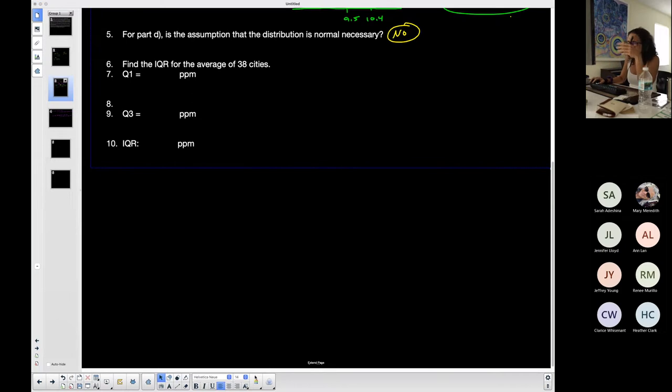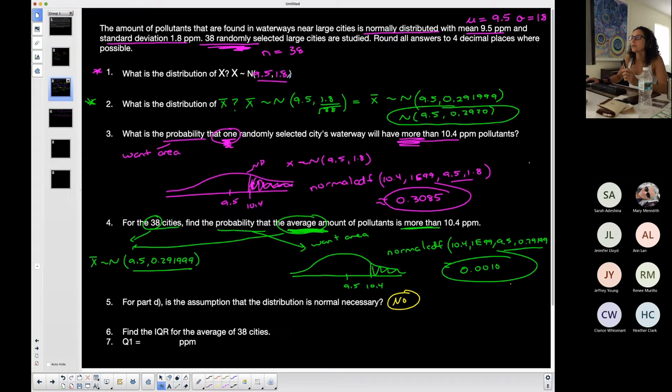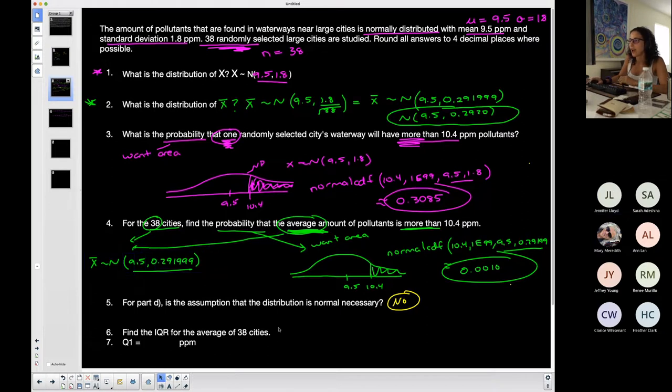Now, again, it is important to know which distribution you are on. Can you guys guess which distribution I'm on? I can determine inverse norm. Yeah, I'm going to use inverse norm. How do I know I'm on this distribution? Is it because they're asking for the average? Yeah. Find the IQR for the average of the sample.